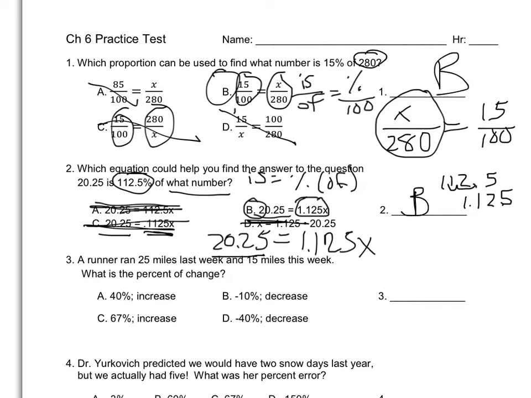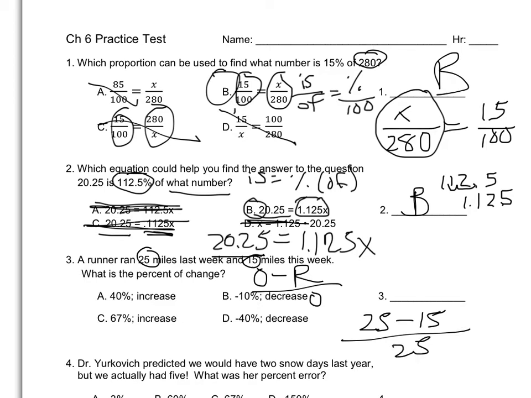So we have B, B. All right, a runner ran 25 miles last week and 15 miles this week. What is the percent of change? Percent of change is your original minus your recent, and then you divide it by your original. Your original is 25, so 25 minus your 15, divided by the original. 25 minus 15 is 10 over 25.